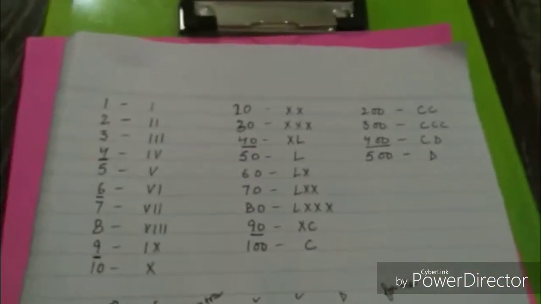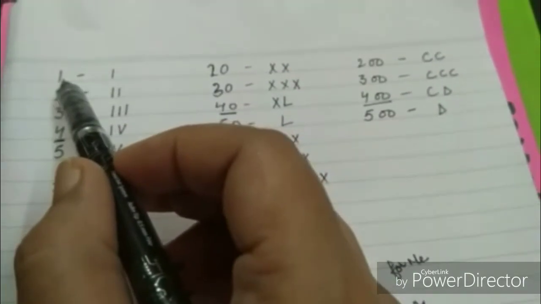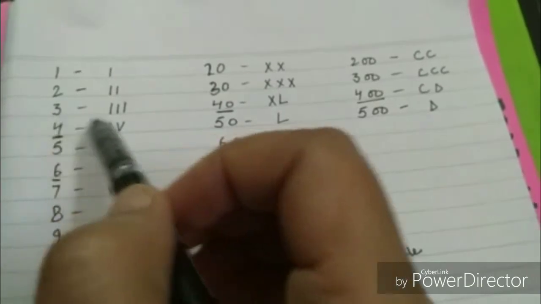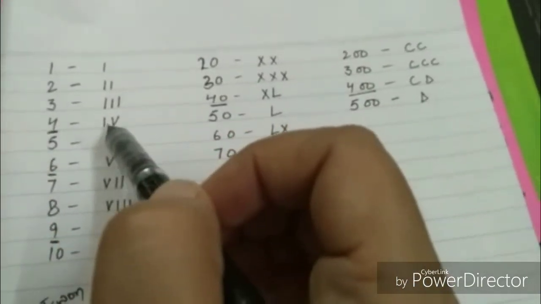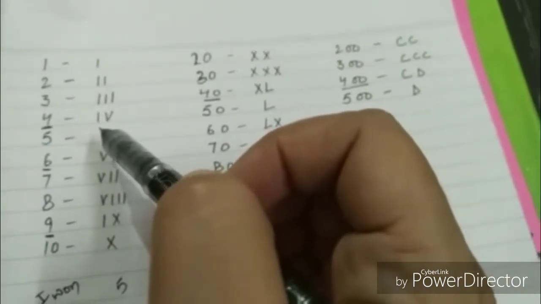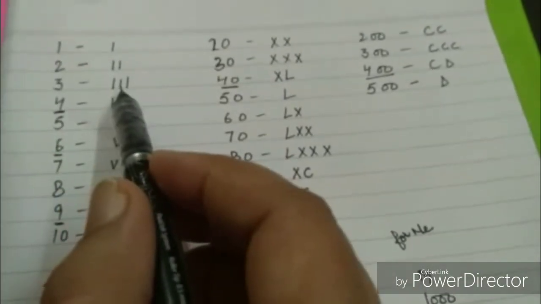So let's start. Now you see here with me, as we have already discussed in the previous table, that 1 will be represented as I, 2 as II, 3 as III. Fine. Then 4 cannot be written as IIII. That will be wrong, because according to the rules, we cannot repeat anything in the Roman numerals more than 3 times. So till 3 only we can write I.